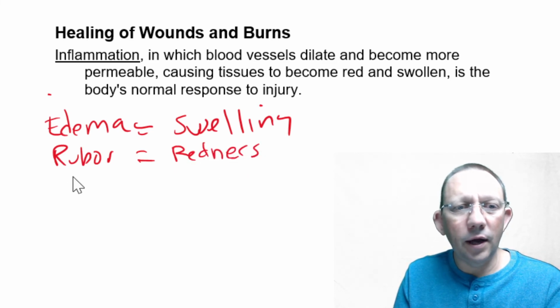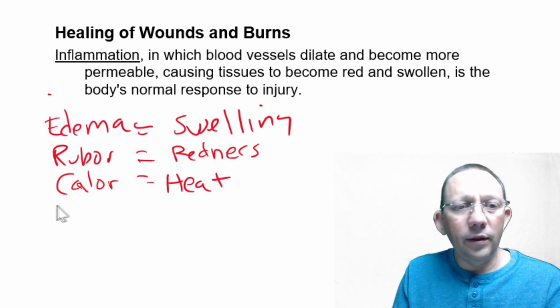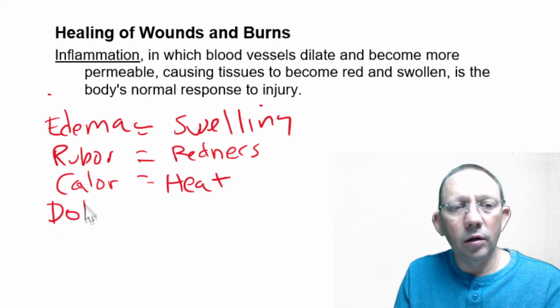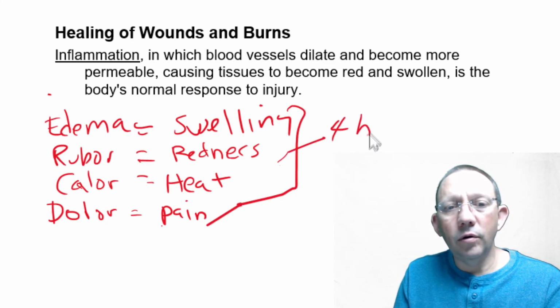Okay, and then we're going to have calor, as in calorie, which is heat. And then the last one, you're going to have dolor, which equals pain. Okay, and these are the hallmarks. These are the 4 hallmarks of inflammation. Okay, 4 hallmarks.